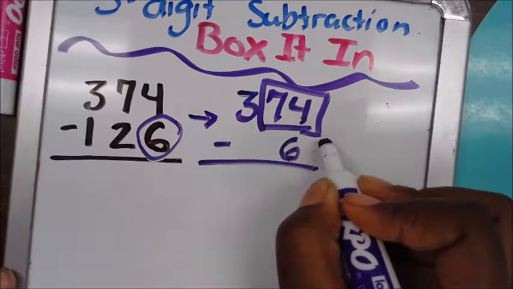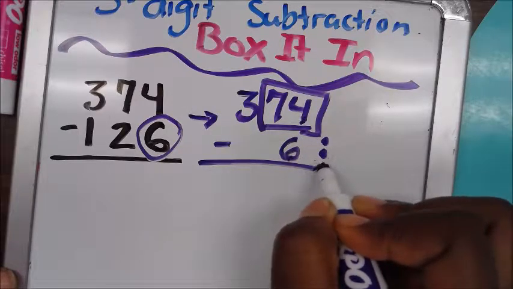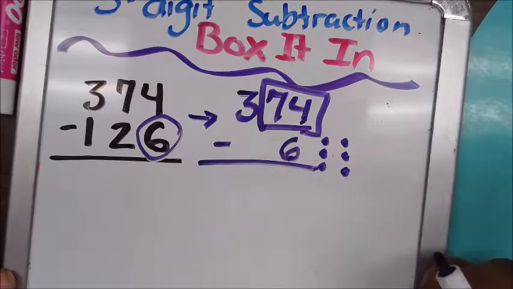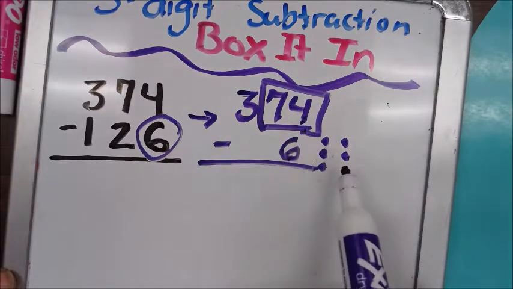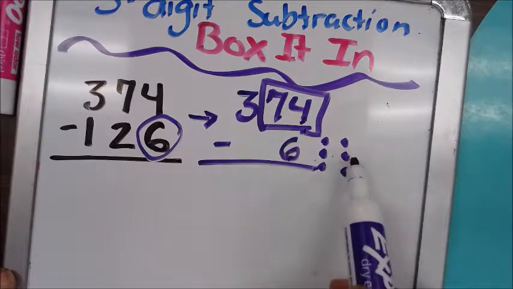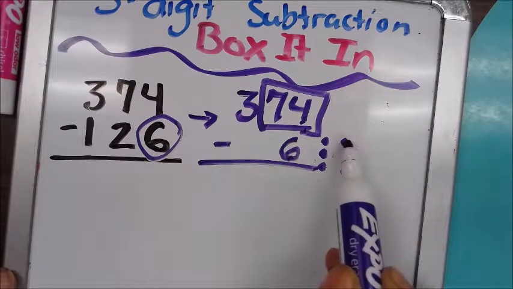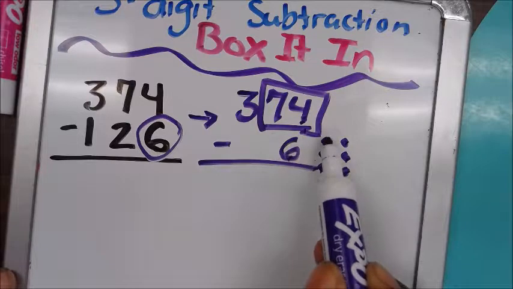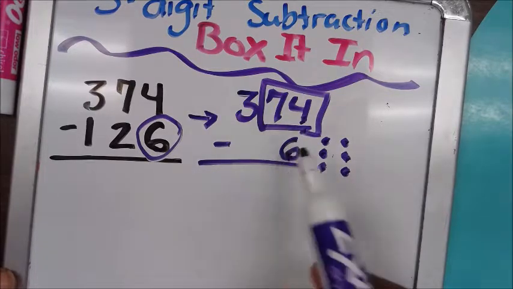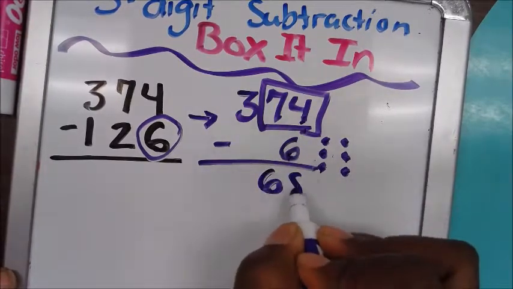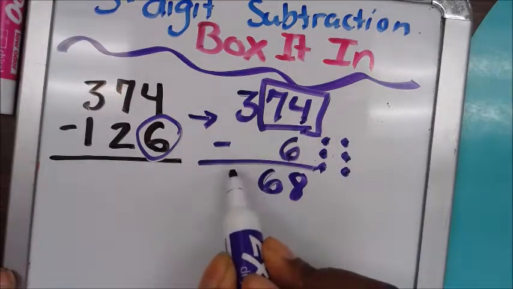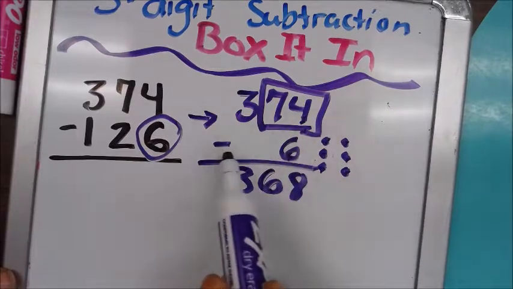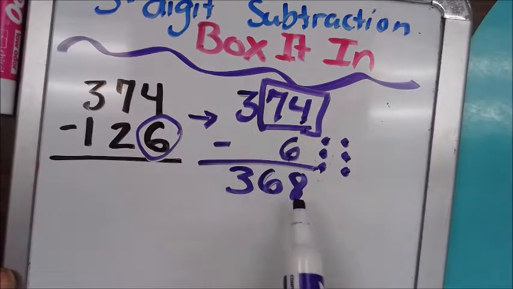What I tell my students is, if you're not sure how to count backwards, sometimes it helps to put little dots and count it. I already have 74. I do 73, 72, 71, 70, 69, 68. So 74 minus 6 is 68. Any number outside my box, I just keep and bring it down. So 374 minus 6 gets us to 368.